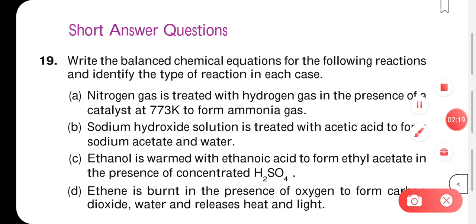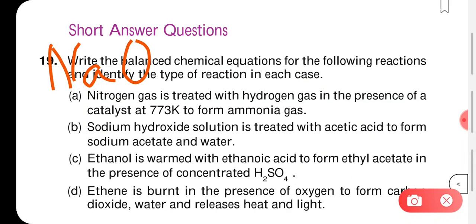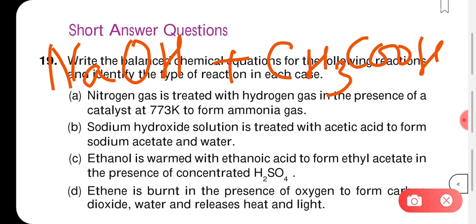It is given sodium hydroxide solution. So sodium hydroxide molecular formula is sodium is Na, right? Hydroxide is OH, so NaOH. Fine. Now this is treated with acetic acid. Acetic acid is our ethanoic acid, so we have to write it as CH3COOH. Now this is acetic acid. Fine. To form sodium acetate.